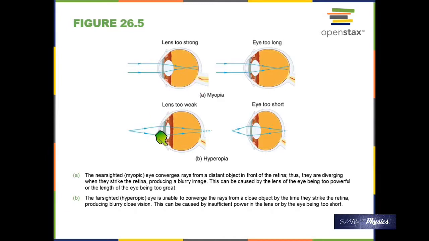Now come here. When you talk of hyperopia, the lens is too weak. So what would you do? Put a convex lens. So you converge it further and bring it onto the retina. Easy to understand.